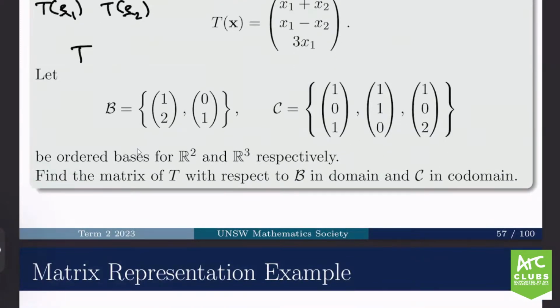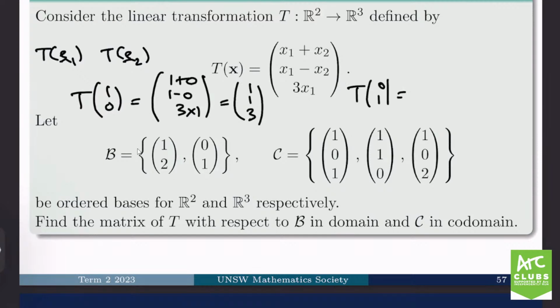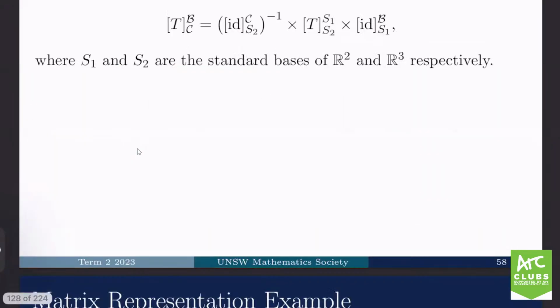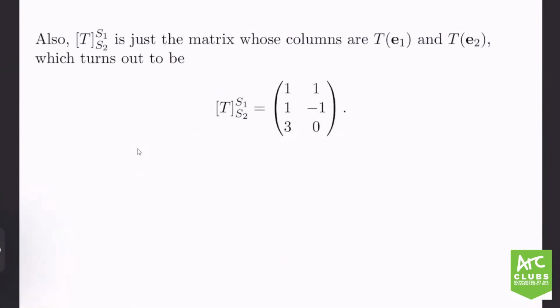So T of (1, 0) will be, if I actually figure it out, (1 plus 0, 1 minus 0, 3 times 1), and what I'll get is (1, 1, 3). And then T of (0, 1) will be, very similarly, (1, -1, 0). Okay, so my matrix representing the linear map will have columns (1, 1, 3) and (1, -1, 0).